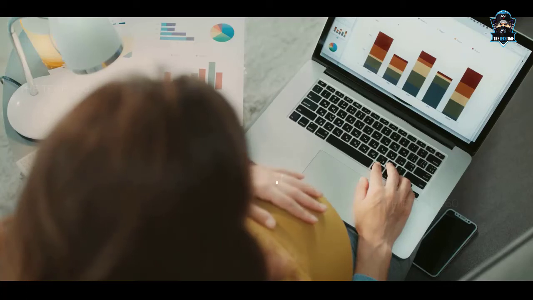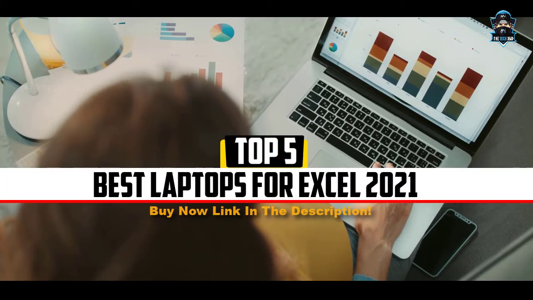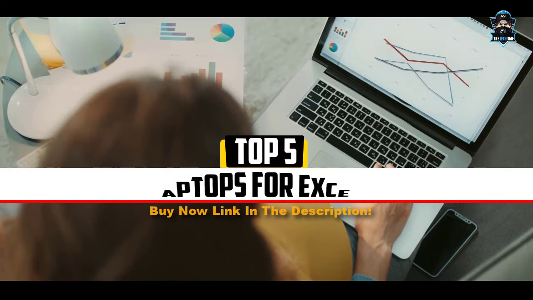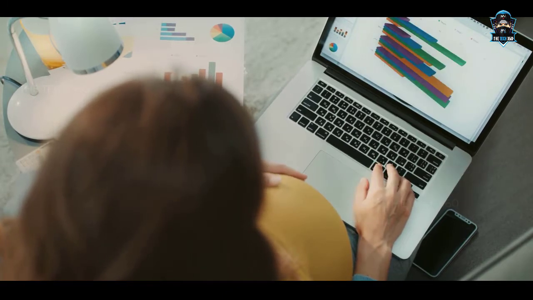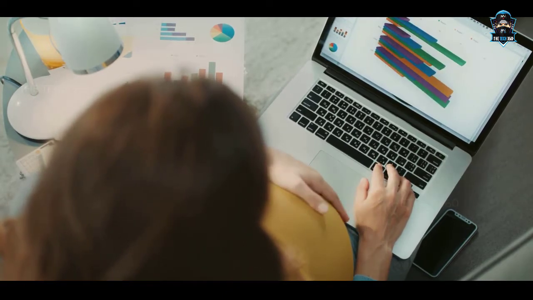Hello there, today we're going to take a look at the 5 best laptops for Excel 2021 in the market for this year. We're going to show you our 5 best picks and we'll talk about whether or not you should buy it.